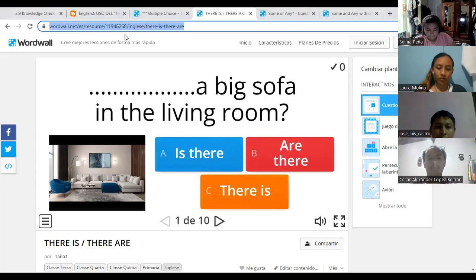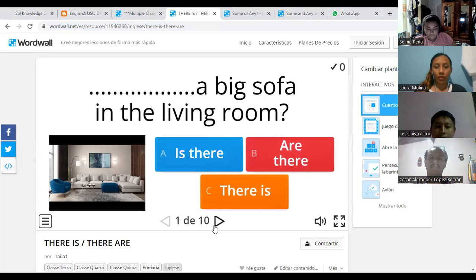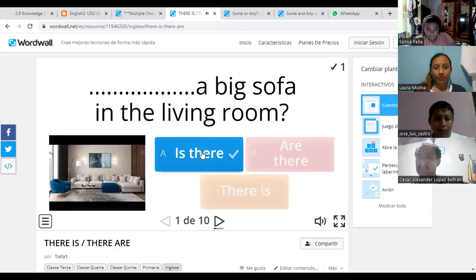It's very easy, okay? No es tan complicado, chicos. Es como el que estuvimos haciendo, right? Ustedes van a ver si es una pregunta o no. So, for example, esta es una pregunta, right, guys? It says: a big sofa in the living room. ¿Cómo sería aquí, chicos? Is there a big sofa in the living room? Exactly. Is there? Porque solo es uno.